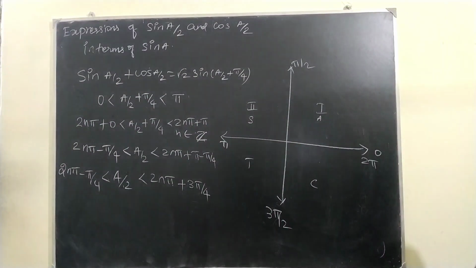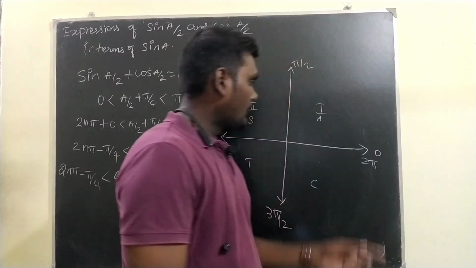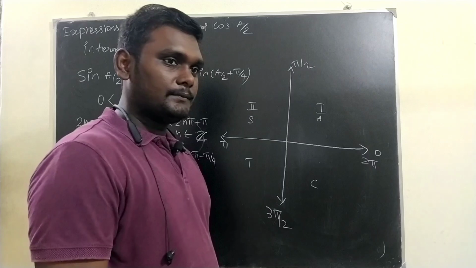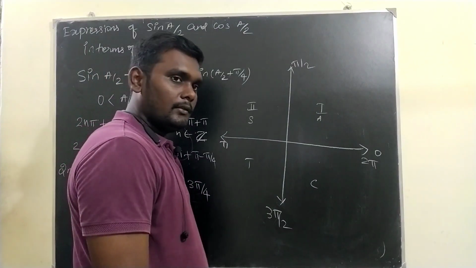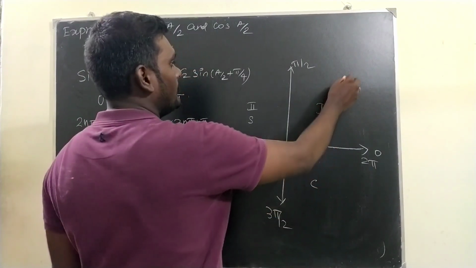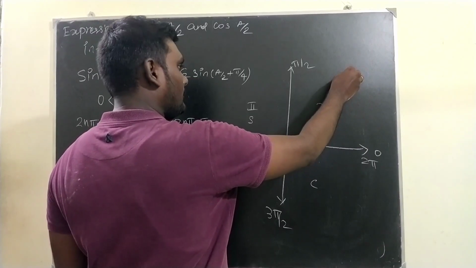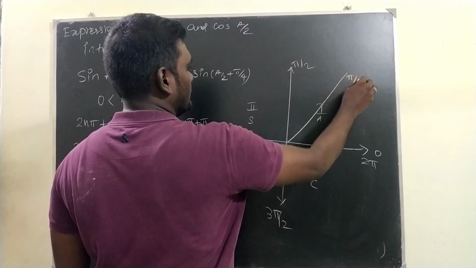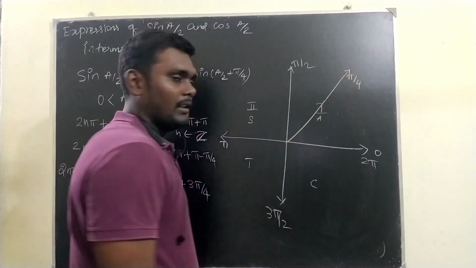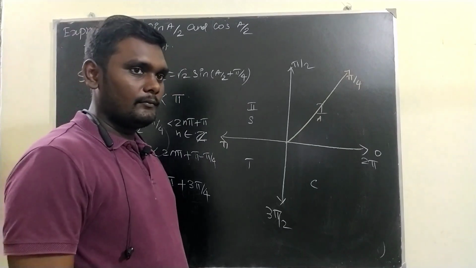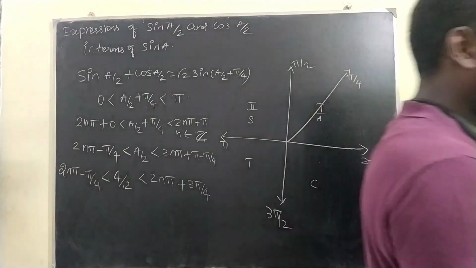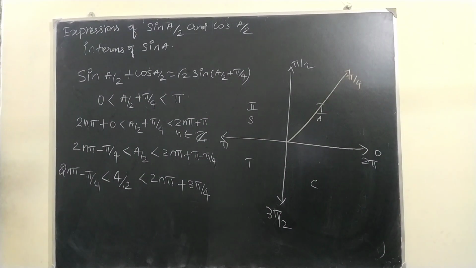Where do we find this pi by 4? You know, from 0 to pi by 2, there is a pi by 4. Is it or not? 45 degrees, man. So, from 0 to pi by 2, there is a pi by 4. Okay. Can you see a different color or the same color? Same but different. Yes. Somewhat it is different, right?